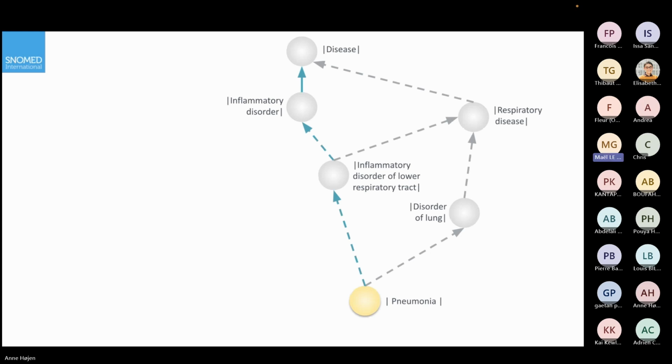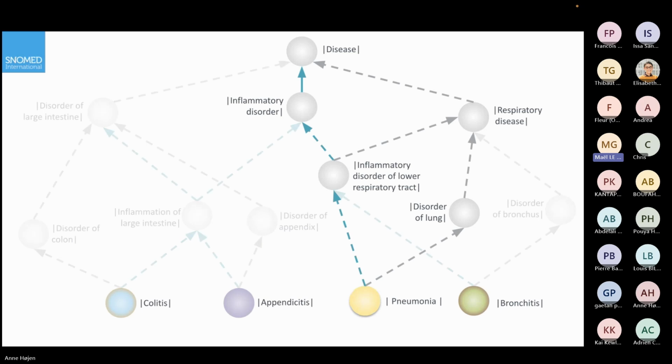The subtype hierarchy. A concept such as pneumonia in SNOMED CT has many supertypes. Here you see some of them. It's dotted lines because we have removed many of the intermediate ones. But you can see from this that pneumonia is a type of disorder of lung, it's an inflammatory disorder of lower respiratory tract, and so forth. These are only the ISA relationships that we see here.